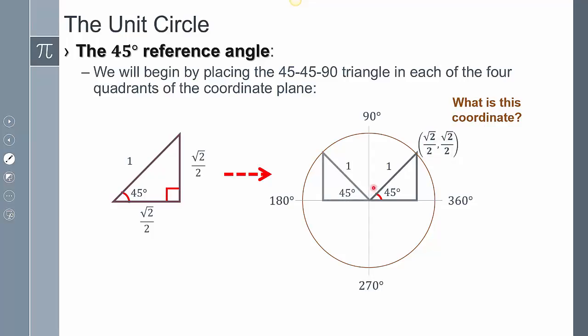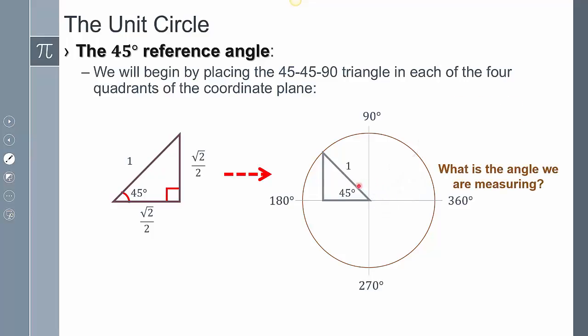Now if I take this triangle and place it into this quadrant, that means my rotation here is going to be 135 degrees because it's 90 plus another 45. So that gives me a 135 degree rotation. That's why I have that 45 degree reference angle there. Now my distance here is going to be negative root 2 over 2, and this distance here is going to be positive root 2 over 2.